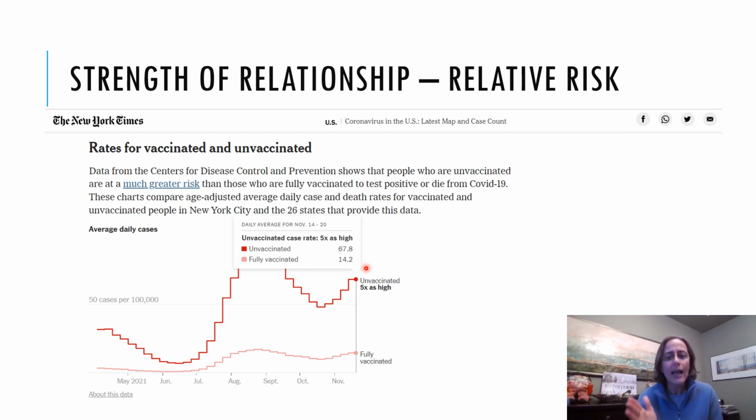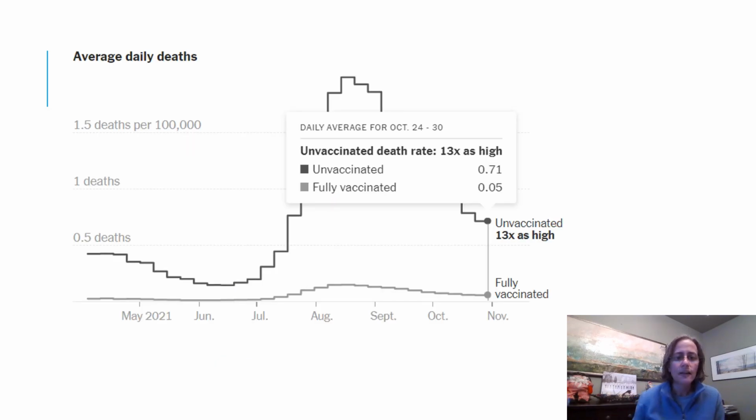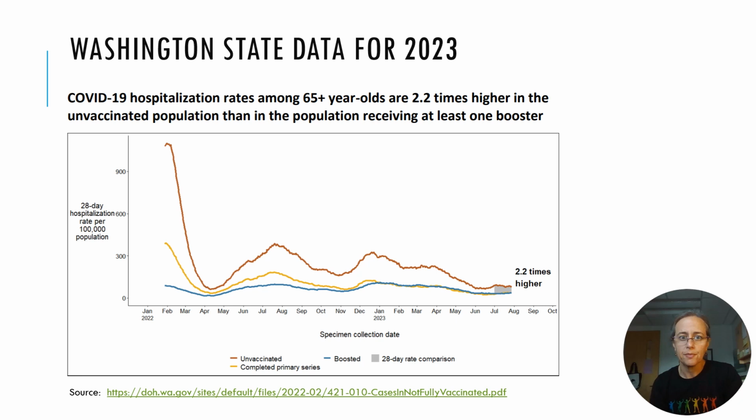So again, it doesn't mean that everybody who got vaccinated won't get COVID, and it doesn't mean that everybody who's unvaccinated will, but we see a significant effect. There's a strong relationship, strong association here. This is also looking at death rates. Again, so death rates in this case 13 times as high, indicating that the vaccine seems to be more effective at preventing death than infection, which we now know is definitely the case. But this was early days.